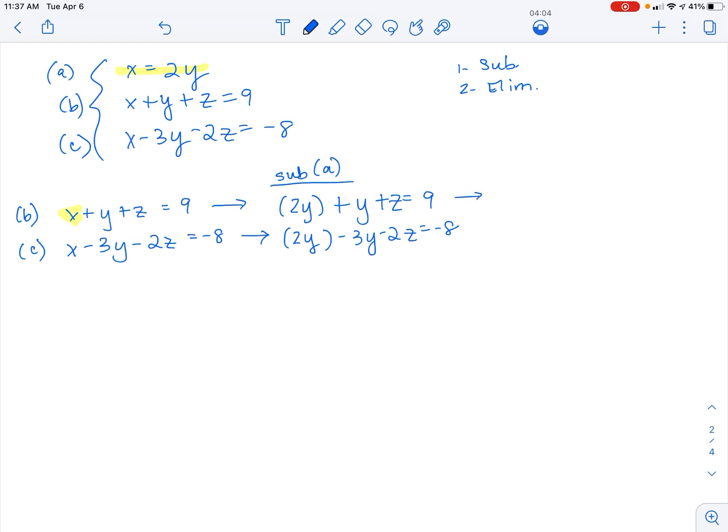Now I'm going to put together my like terms. So I have 2y plus y, which is going to give me 3y plus z equals 9. And here, I'm going to have negative y, because I'm going to add together these like terms, minus 2z equals negative 8. So here's what I'm left with, and I'm not done yet. Make sure you see that negative there.